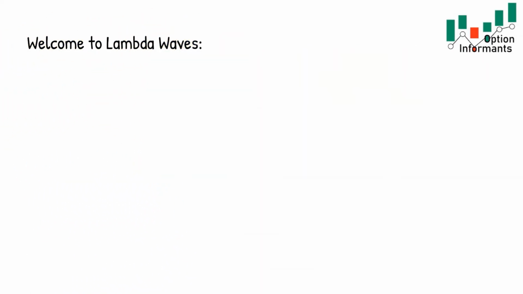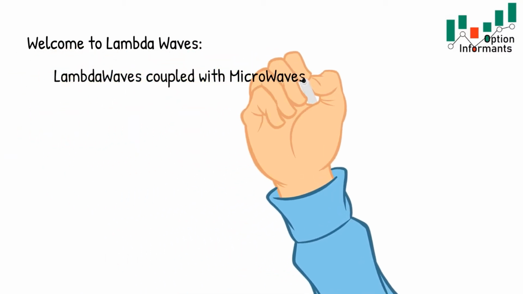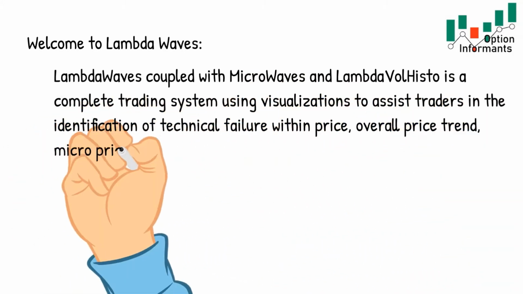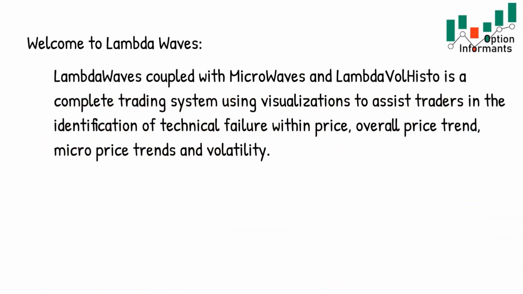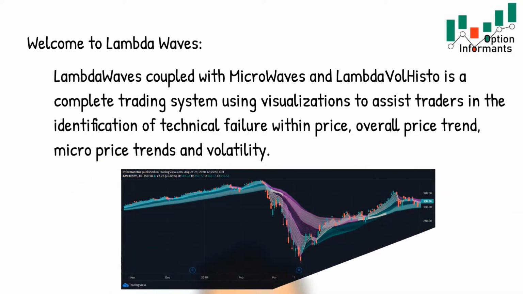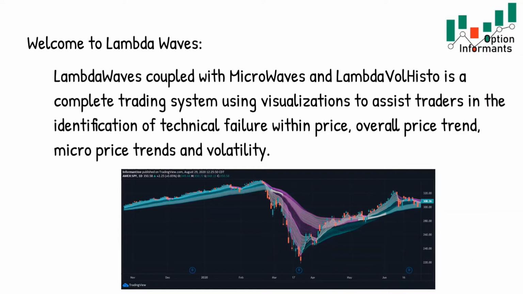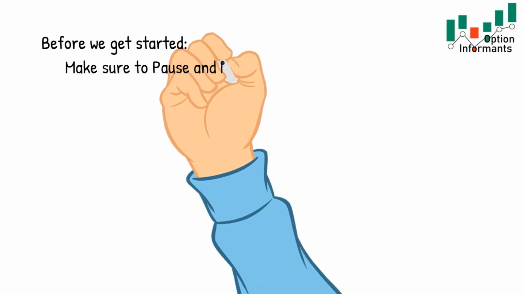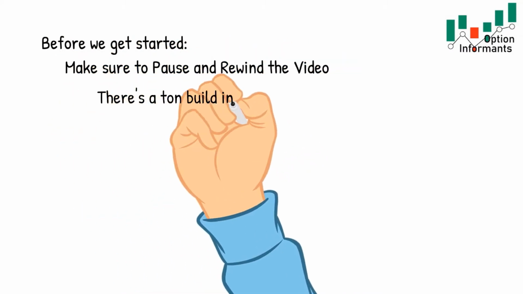Now, our LambdaWaves, along with our MicroWaves and Lambda volatility histogram, are the best tools for you to use to figure out price action, price indication, and technical failure in a stock. Most people have different experiences in trading and are able to identify different trends easier than others. Our tool helps beginner, novice, and intermediate traders identify these points a lot easier, allowing you to get into better trades and better positions.